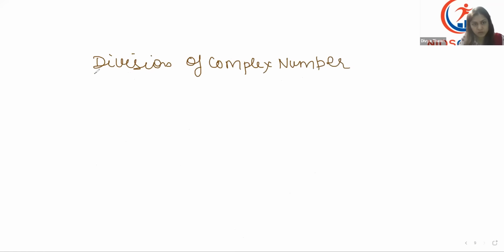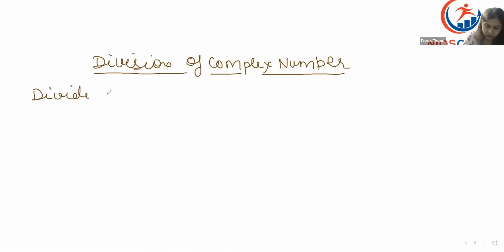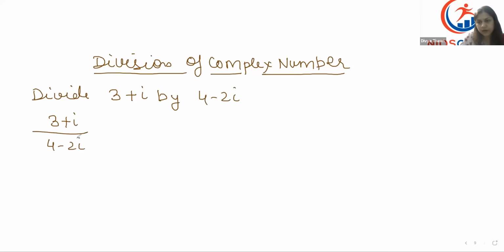So what is division of complex numbers? Let's see. I will directly take a question. If I have to divide 3 plus iota by 4 minus 2 iota, this question will be in the form (3 plus iota) divided by (4 minus 2 iota). Till here, I don't think any of you will have any problem. I have just represented the given information in the form of division. Now from here, I will start the solution.